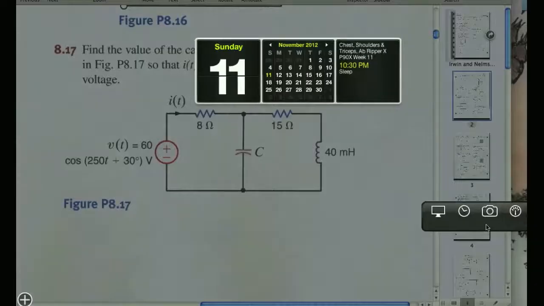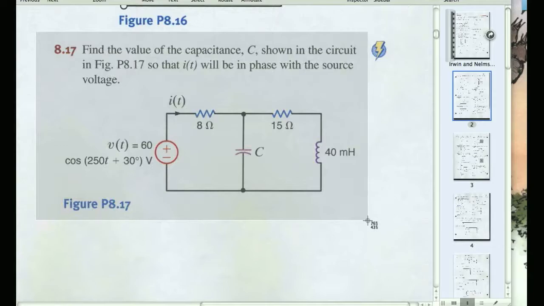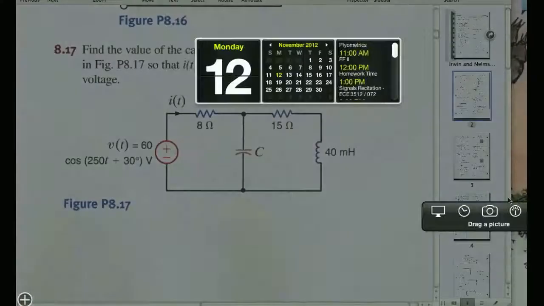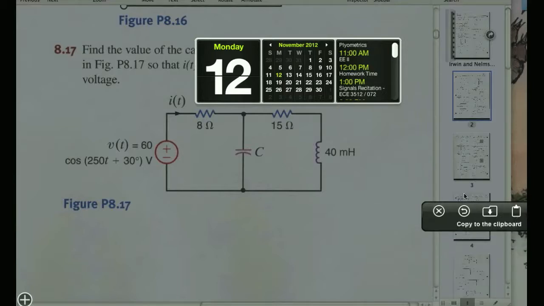Ew, right? Total nightmare to do this by hand. I mean, at very best, what you'd have to do is get an equation for I of t as a function of c, and then figure out what value of c would give you the phase that you want. I mean, it could be done, but you're going to spend a lot of time on it.